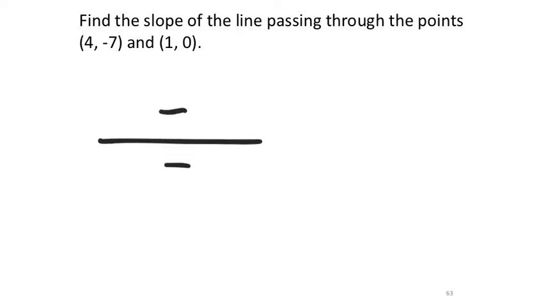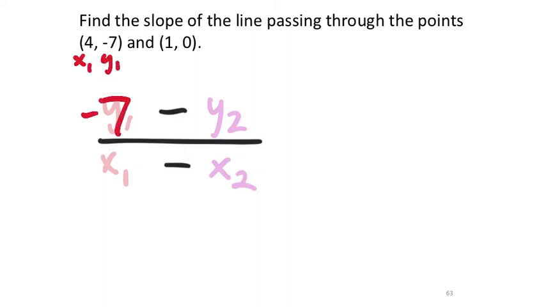So what do we got? We got this formula, right? And I know it needs to be y1 over x1, and then y2 over x2. Corresponding values need to be directly above and below each other. I'm going to call my first point x1, y1. So I can see the y value is -7, and then I can see the x value is 4. I just plug that in. Next, I see this ordered pair, which I'm going to say is x2, y2. I can see the y value is 0, so I replace the y2 with 0, and the x value is 1. I replace that.